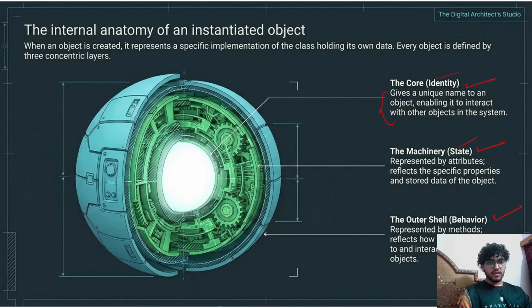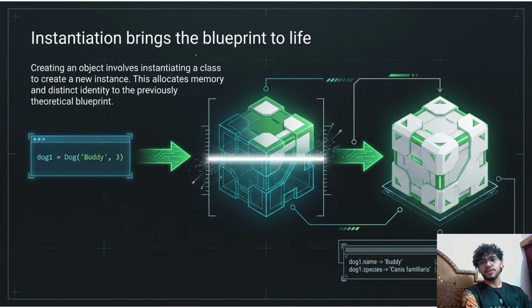Next is the outer shell, represented by methods, which reflects how the code responds to and interacts with the objects. Now, instantiation brings the blueprint to life. Creating an object involves instantiating a class to create a new instance. This allocates memory and distinct identity to the previously theoretical blueprint.